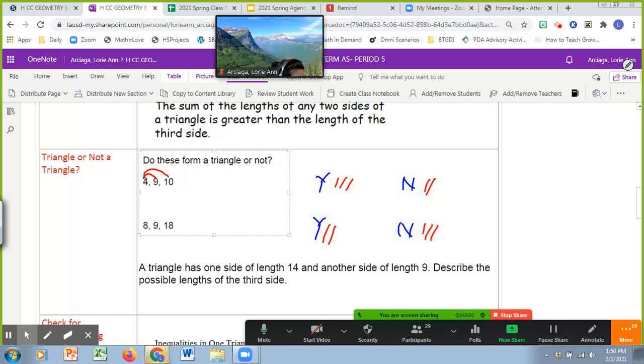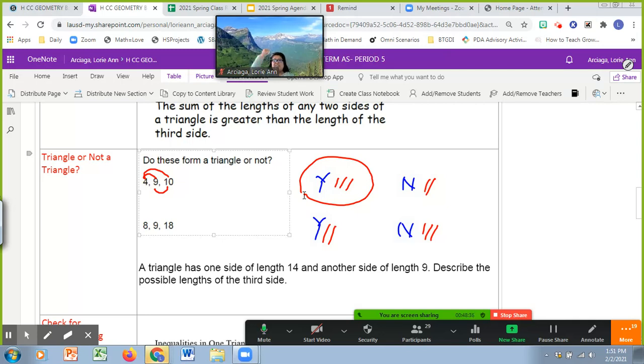4 plus 10 is 14. Is that greater than 9? Yes. Okay, so now what pair have I not done? The last two. Okay, gotta do this. 9 plus 10 is 19. Is that greater than the remaining number? Yes. So these three numbers form a triangle. Alright, so that's for number 1.